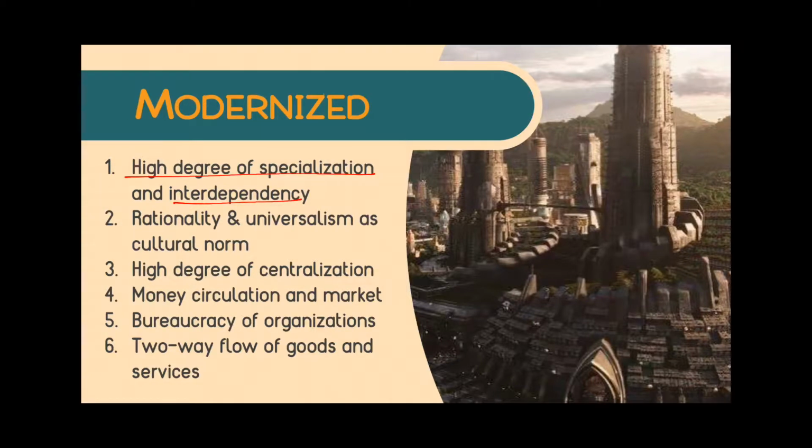Next, rationality and universalism as a cultural norm, which is very much Western and European. There's a high degree of centralization in relation to decision making and policy, very much instead of grassroots decision making, usually it's top down, and then it emphasizes money circulation and the market, and then bureaucracy of organizations are also found, instead of flat organizations and informal organizations in communities that are pre-industrial. And there's a two-way flow of goods and services.